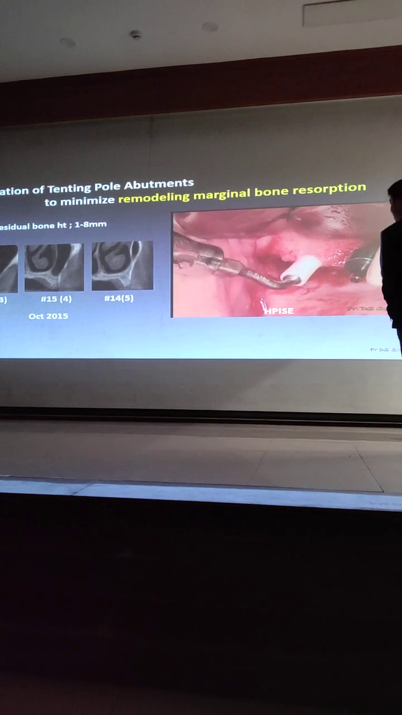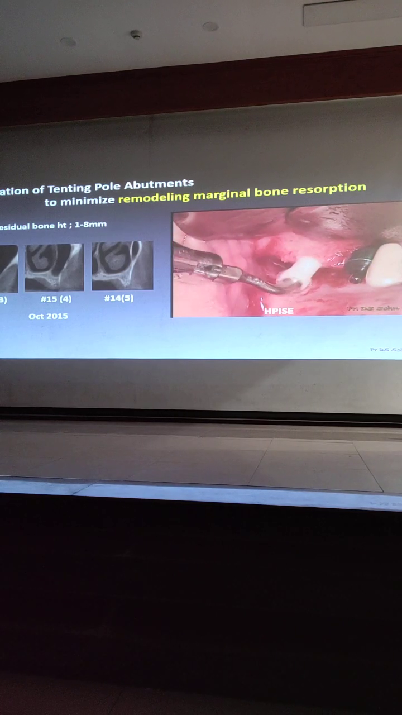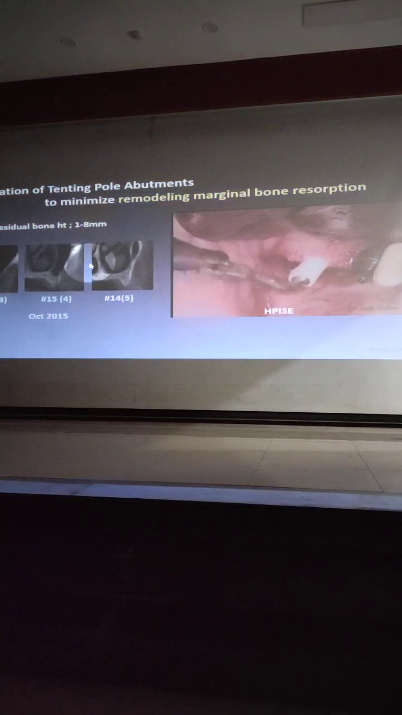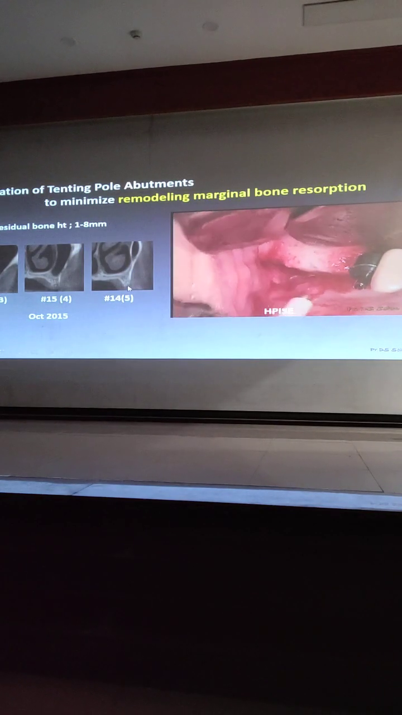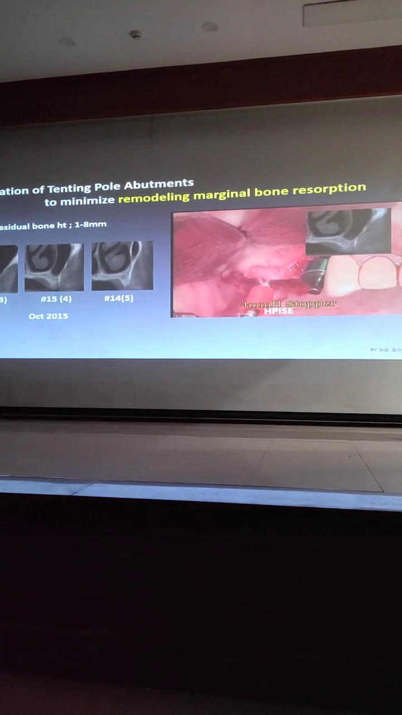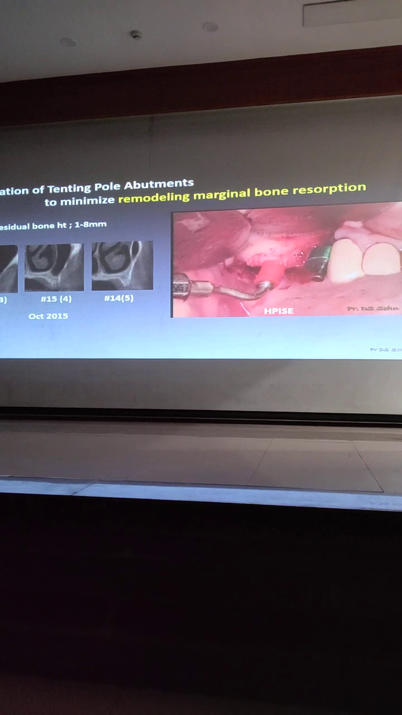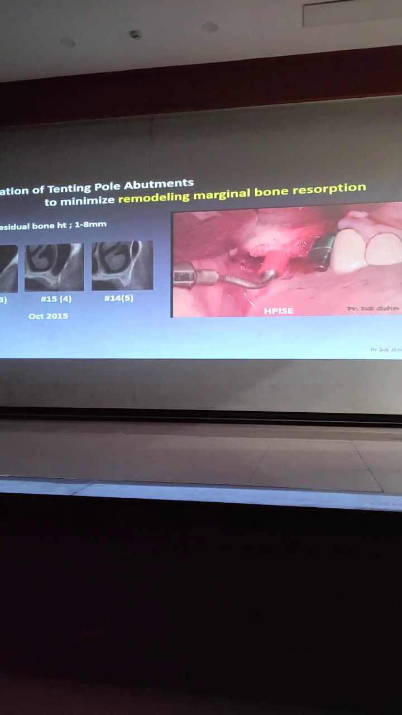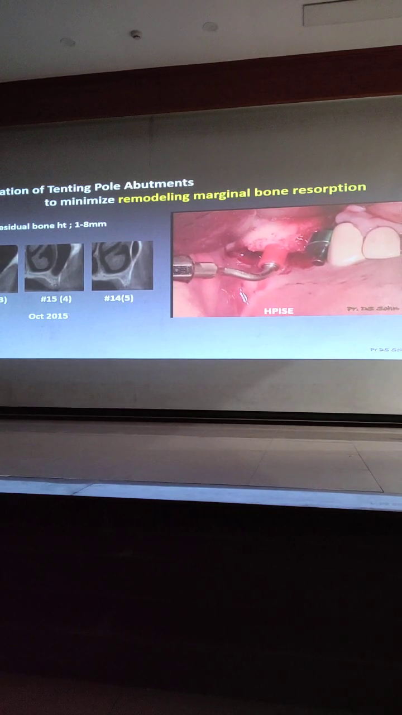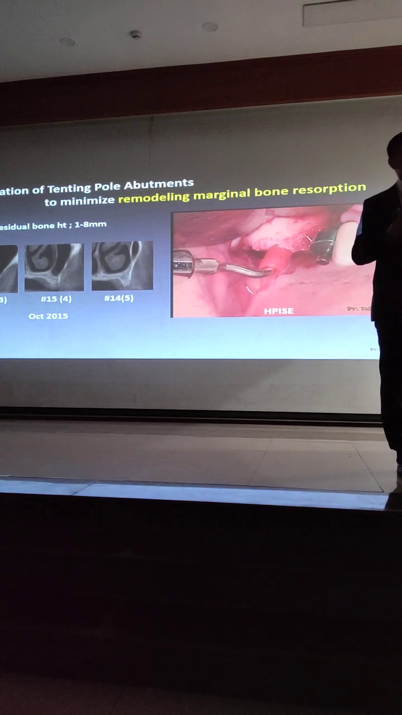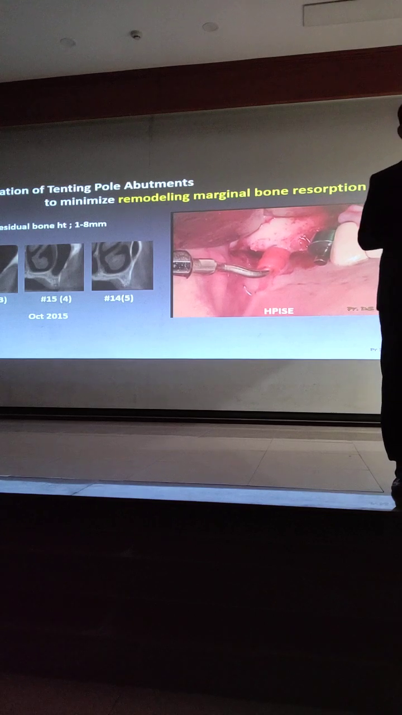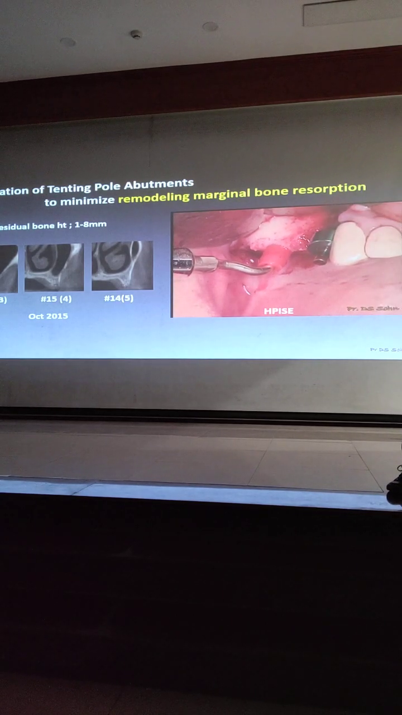There's another case using the tenting pole. The CBCT shows very low residual bone height. I used hydraulic water pressure in order to elevate the sinus. The HPISE technique was the first technique to use water pressure in order to elevate the sinus mucosa. This technique was introduced in 2008.